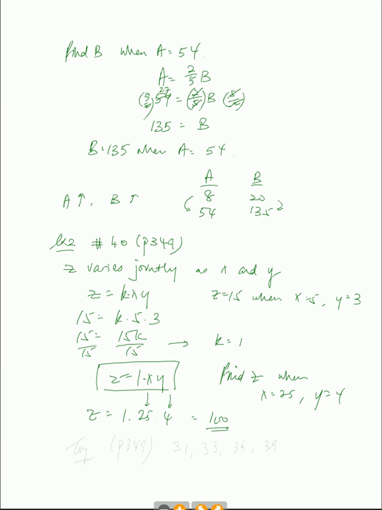Okay, so this is what we mean by variation. So usually you're told what it varies, and what you really need to look for is the constant of variation, and from there you should be able to solve all the problems.